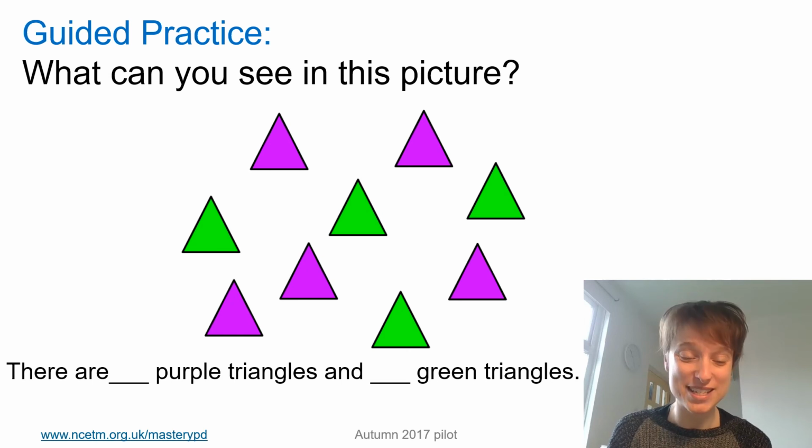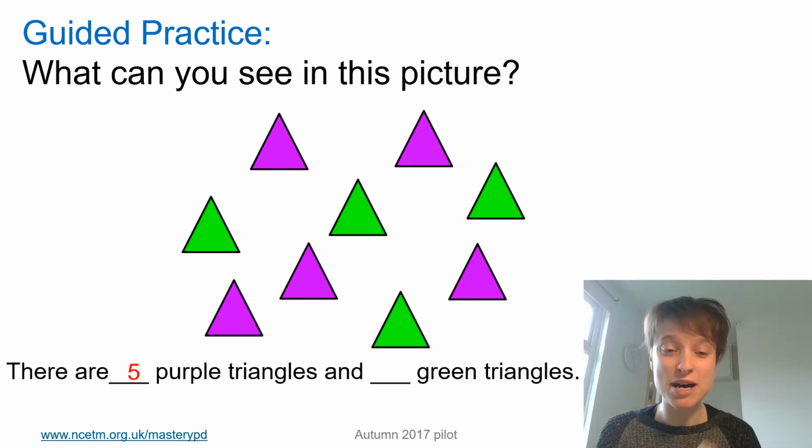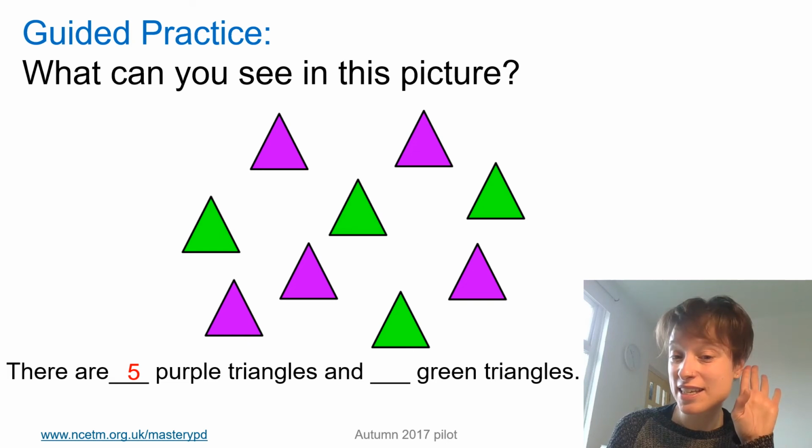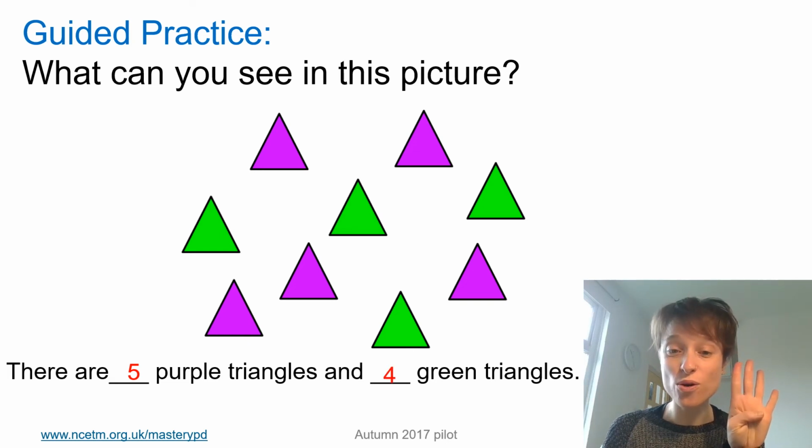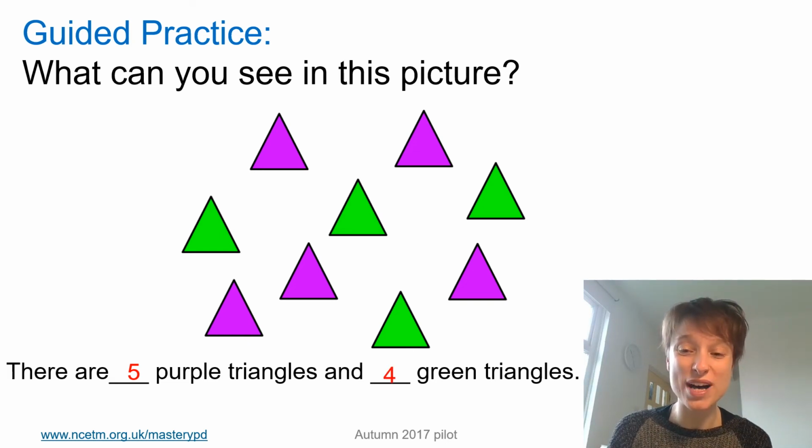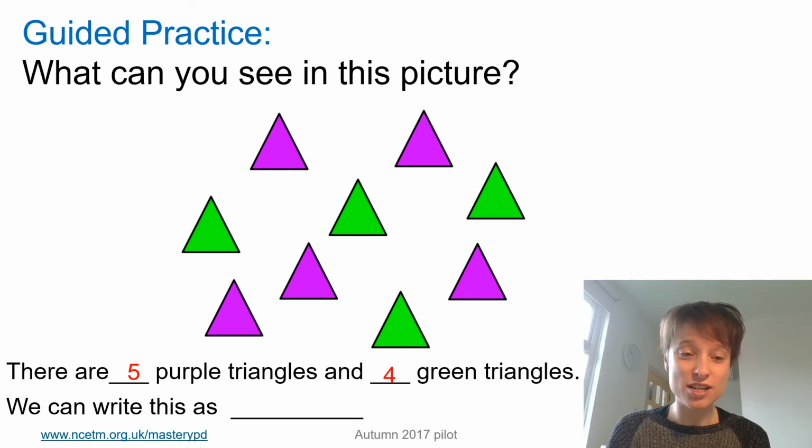Let's see if you're right. Let's say it together. Ready? 3, 2, 1. There are 5 purple triangles and 4 green triangles. Well done. Now I'd like you to say the sentence. We can write this as, say the expression and then write the expression down. So pause the video and have a go.